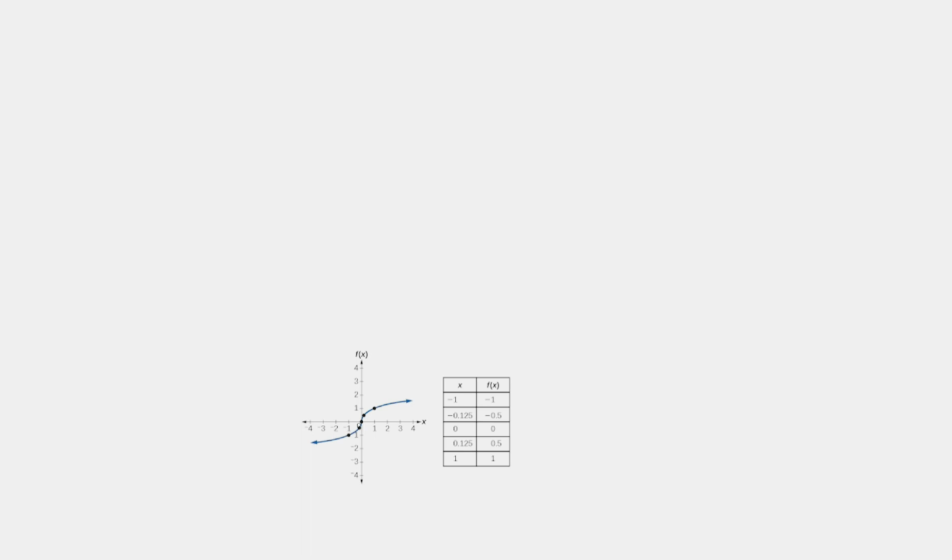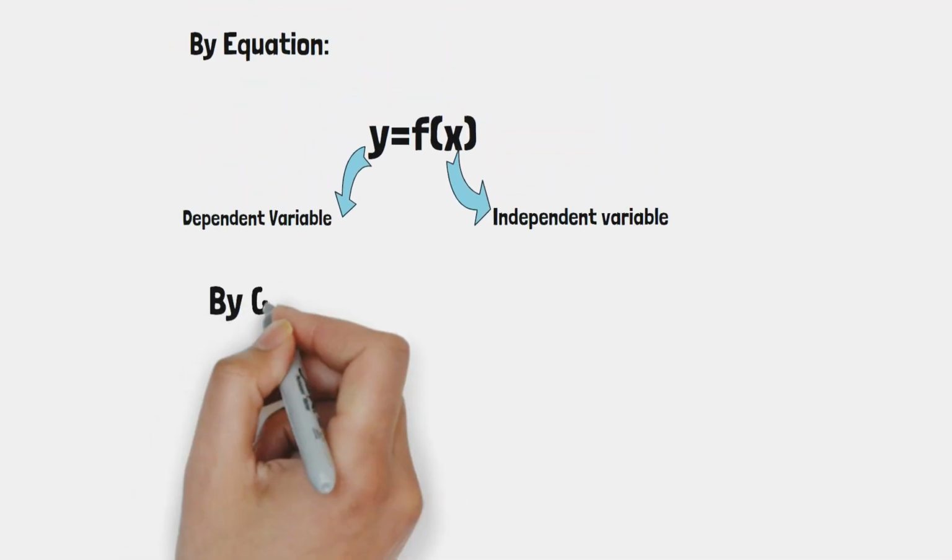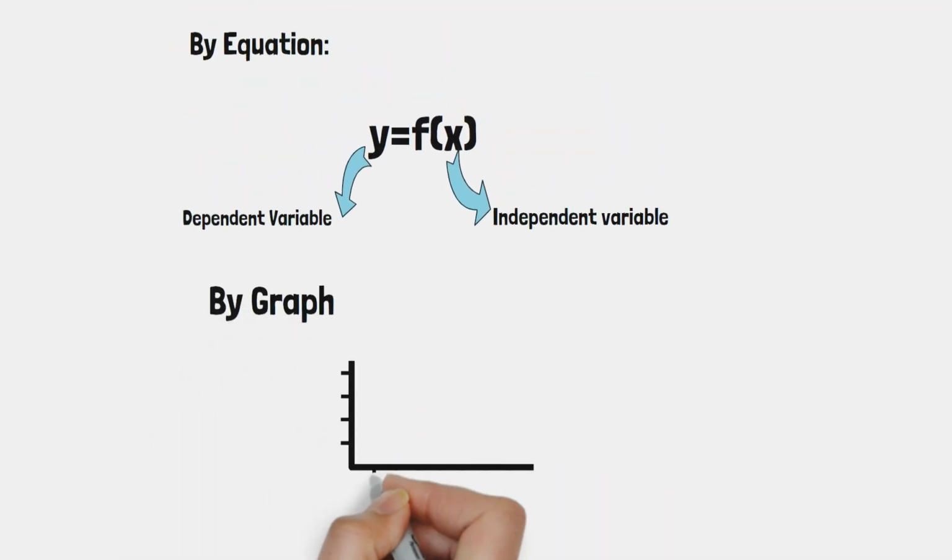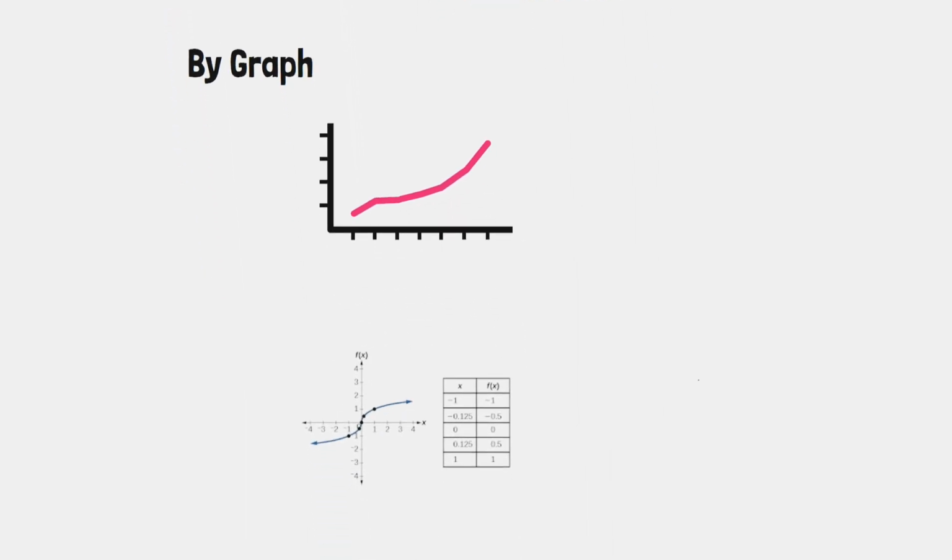The second way is by graph. Different functions have different graphs. The last and third way is by numerical data.